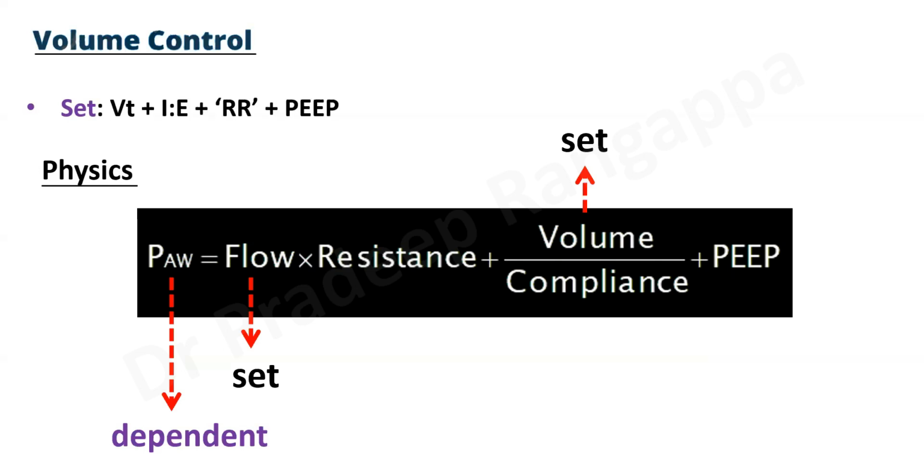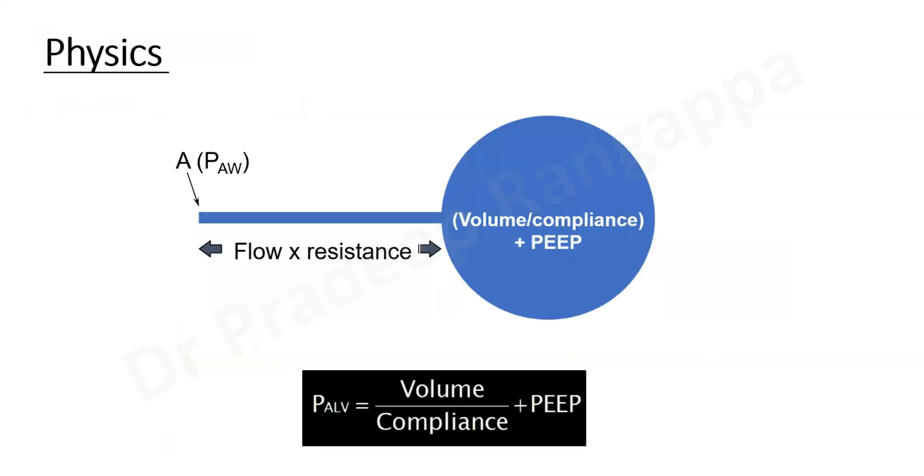And the whole dynamics of ventilation revolves around optimizing our ventilatory parameters to tackle the resistance and to address the compliance issues. So the whole pathological aspect that we deal with in ventilation is these two issues, and sometimes minute ventilation also. And again, your compliance is reflected in the alveolar pressure, which is volume divided by compliance plus PEEP. So that's about your volume control or assist control.